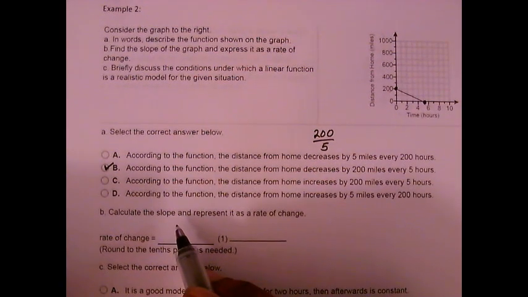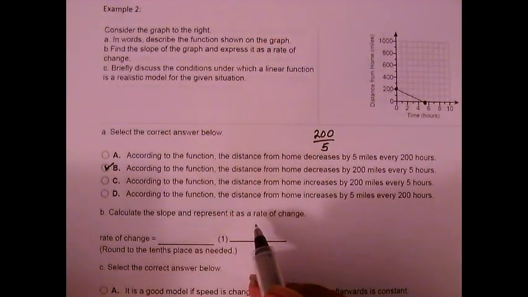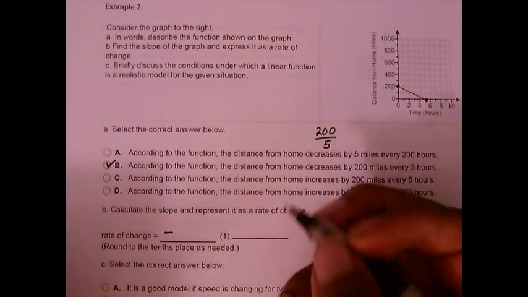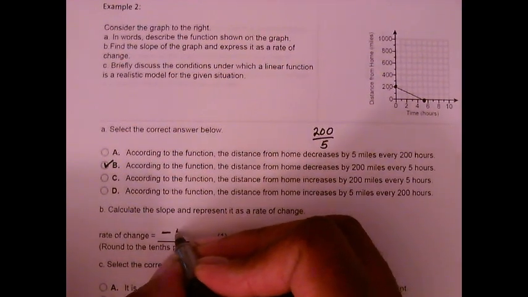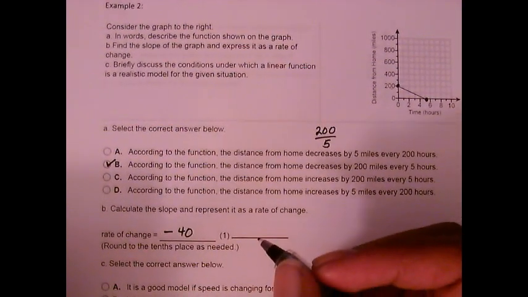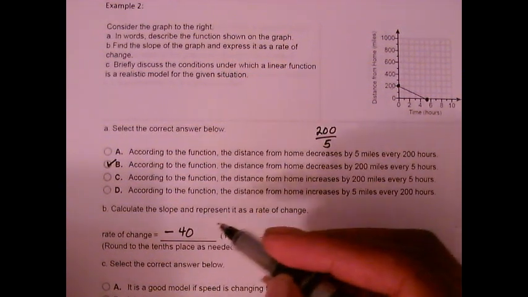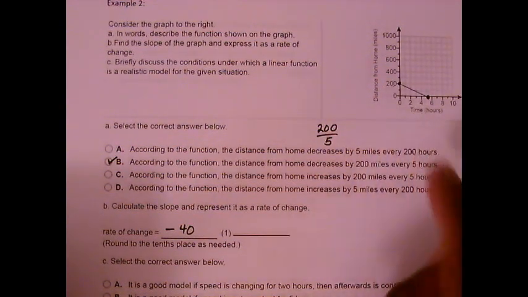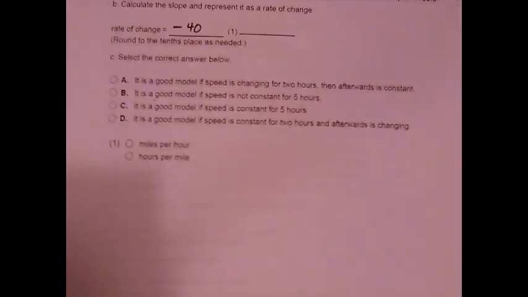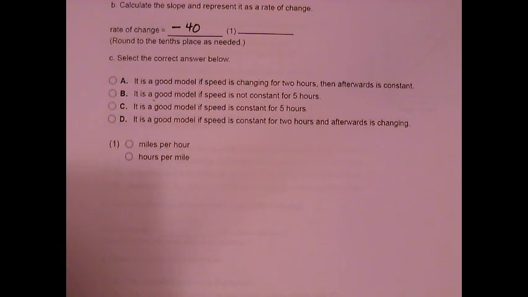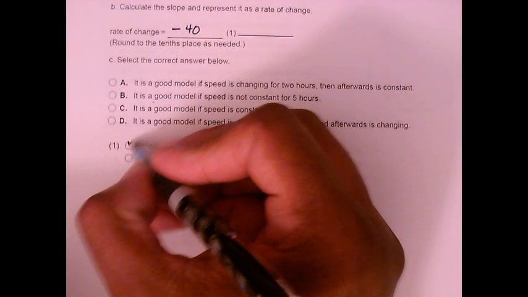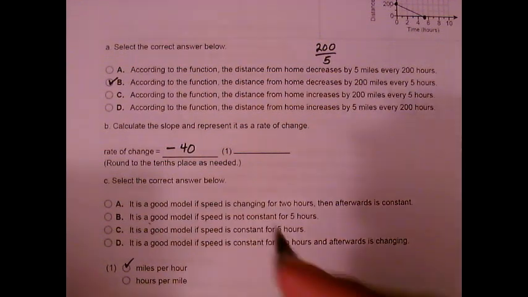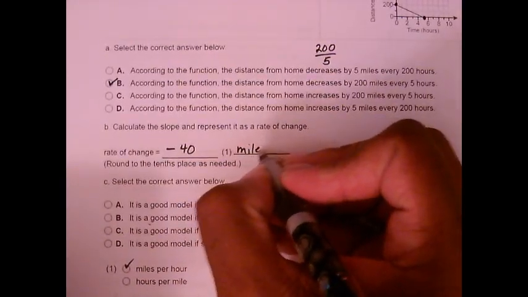And then calculate the slope and represent it as a rate of change. Well, if it's decreasing, we have to say that it is negative. 200 divided by 5 will be 40. So the rate of change is decreasing by 40, so it's going to be negative 40, and we're dealing with miles per hour. Or we could be dealing with hours per mile, but in this case it's miles per hour. So it'll be negative 40 miles per hour.